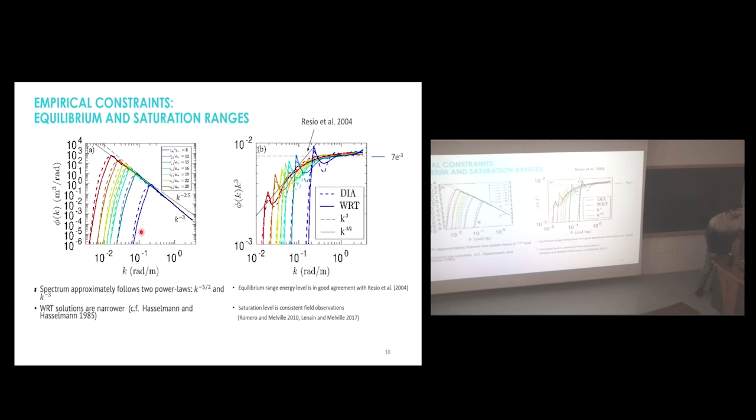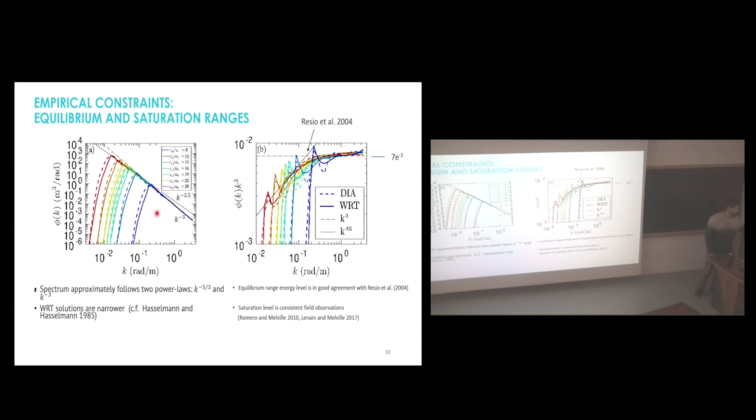So first, here is an example of idealized solutions with DIA and the exact wave-wave resonant interactions. I've been using the WRT, WaveWatch-Tracy code. The dashed lines are the DIA, the solids are the WRTs. This is the 1D spectrum.